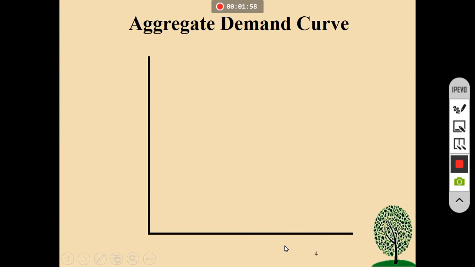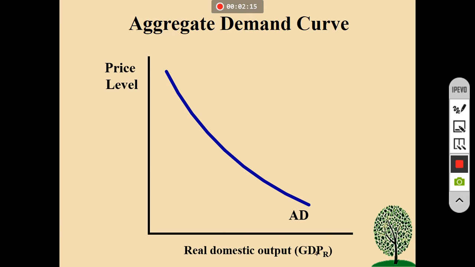So here's our graph, right? Big difference here. Our y-axis is labeled price level, not just price. So that's a measure of inflation now. Our x-axis is real domestic output, which is real gross domestic product. And our aggregate demand curve looks just like a regular demand curve, but now it's the demand curve for all the goods and services produced in the US.